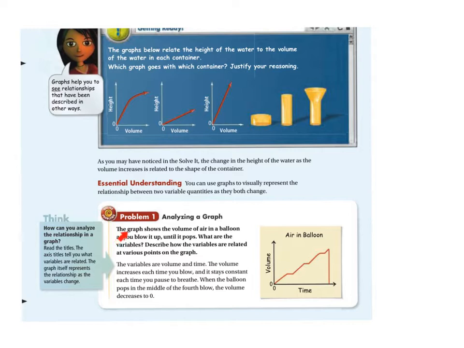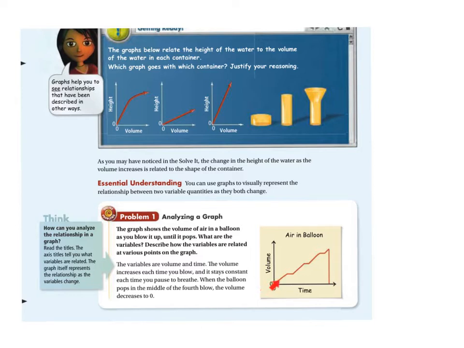This one's kind of a fun little problem to think about. The graph shows the volume of air in a balloon as you blow it up until it pops. What are the variables? Describe how the variables are related at various points on the graph. So notice here, time continues, right? Again, we said time should mostly be the x-axis, because it's the input. It's certainly not an output. Time is there no matter what. The volume is the output.